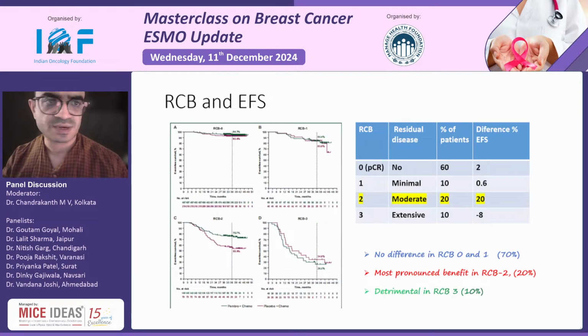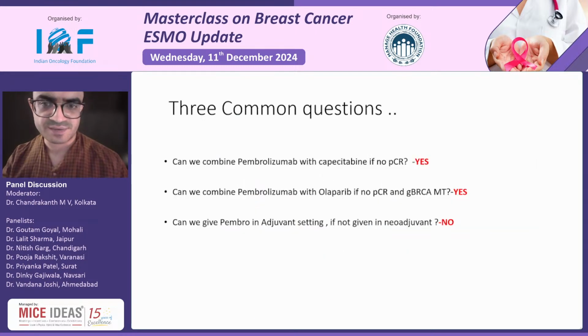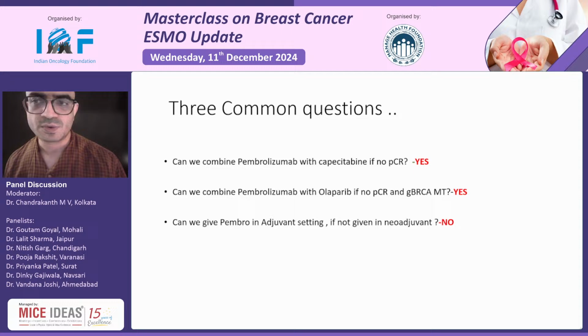So this is about residual cancer burden and EFS. And these are some common questions that we encounter in 522. So Dr. Pooja, you can take up these questions. Can we combine Pembro with CAPE if there is no pathological complete response? Dr. Pooja? If Dr. Pooja is not there, then Dr. Priyanka?